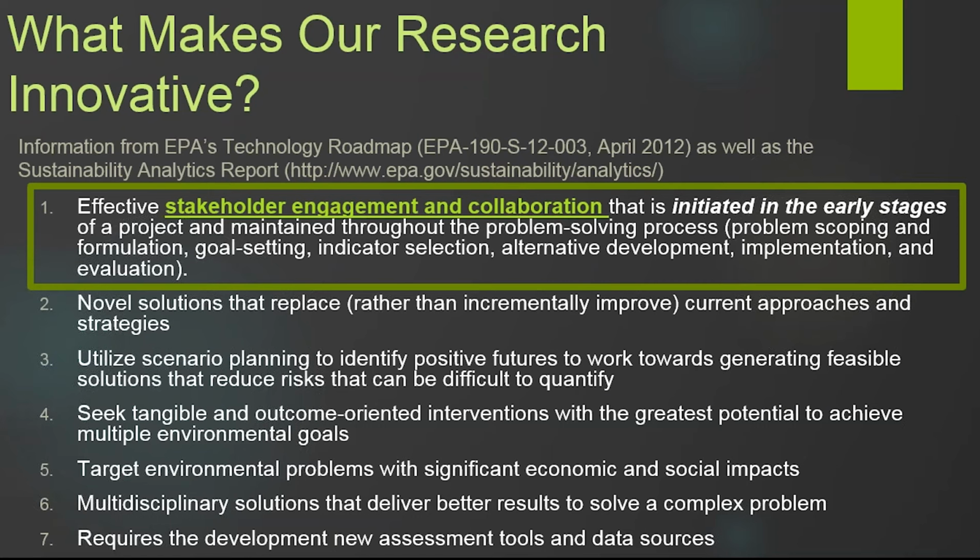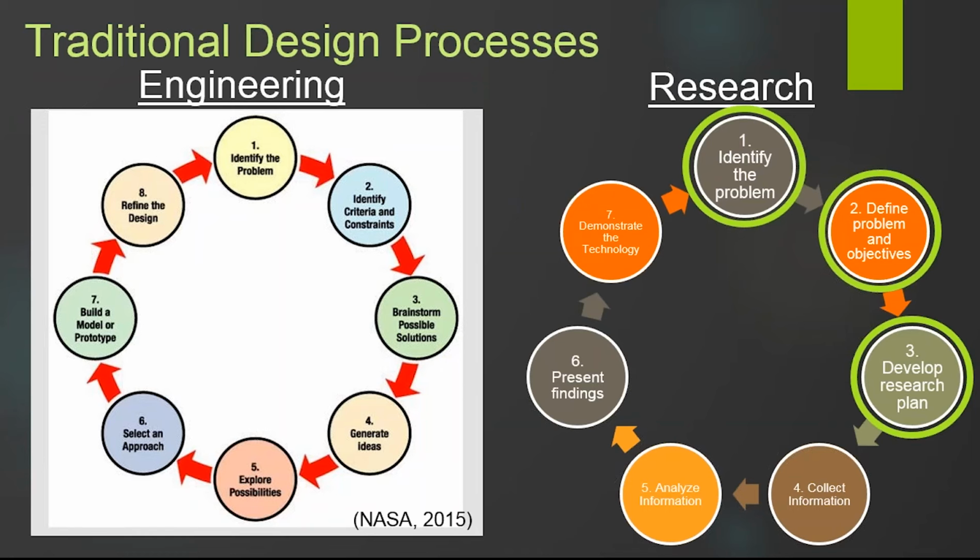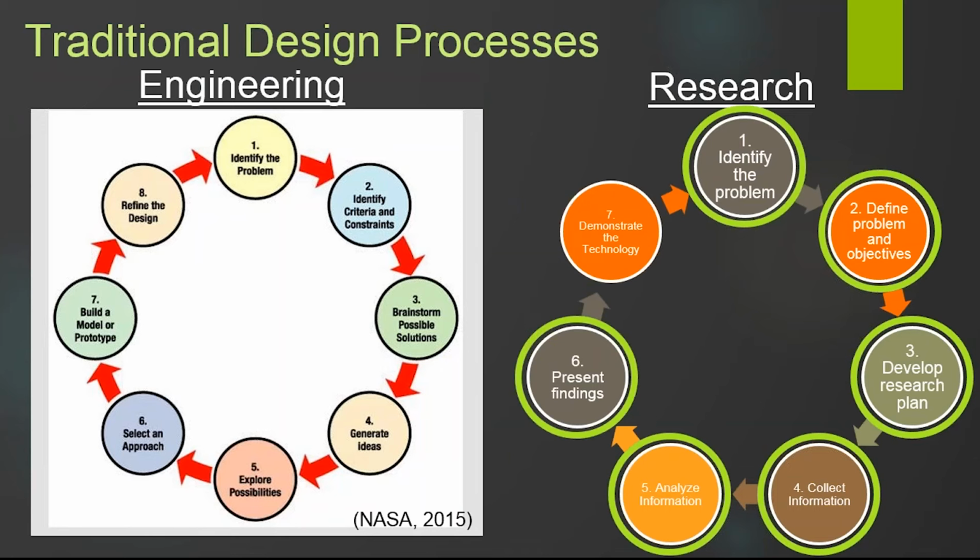So the problem-solving or engineering and research design processes you may all be familiar with begins with identifying a problem and then defining that problem and the objectives, and from there developing the research plan. And after the research plan is developed, you then go through collecting information, analyzing it, and then presenting findings and demonstrating a technology. After that, the research or design process may start again, where you refine that technology or design, or identify other problems related to the original problem or research objectives.